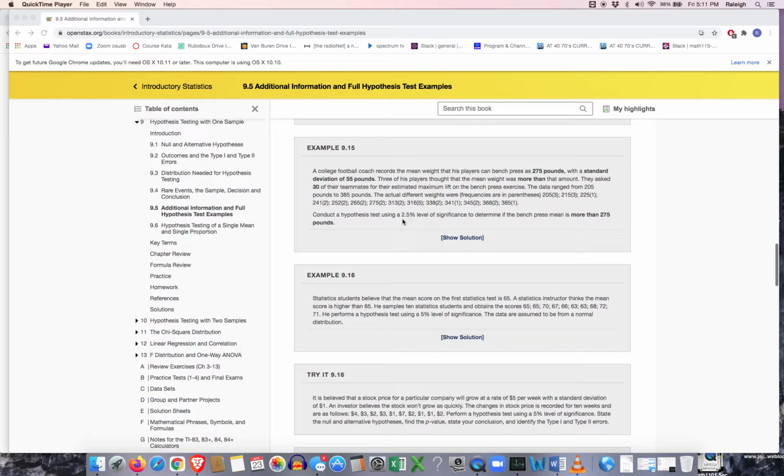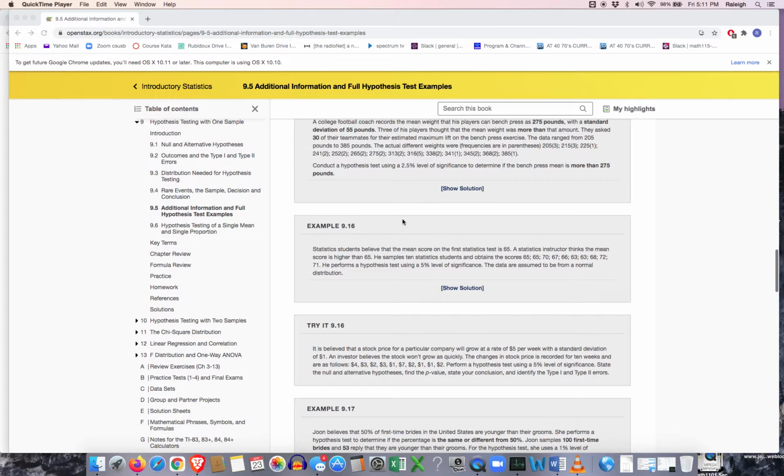Well, anyway, this time they want an alpha of 2.5%, a very strange choice of alpha. But that's a natural consequence of a 95% confidence interval or a two-tail test that happens to have the remaining 5% divided in 2. So you get 2.5% in each tail. So this is not unheard of.